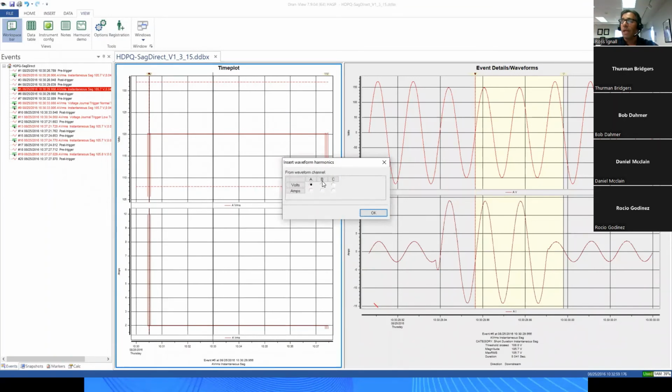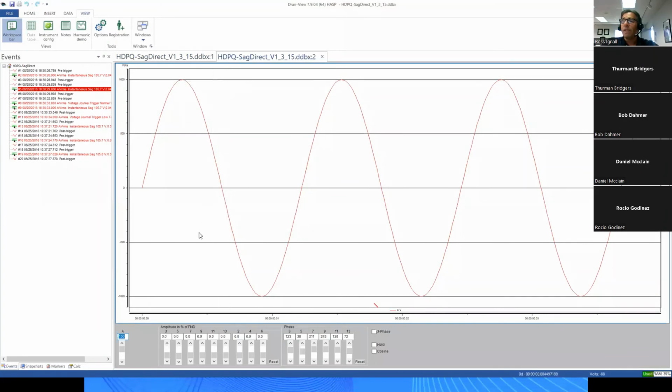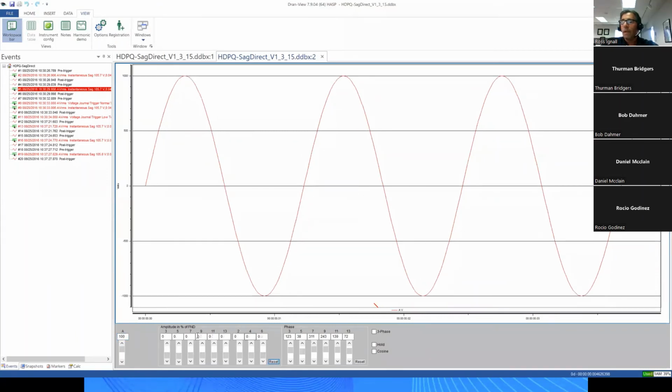And it gives you the choice to look at any phase. I'm going to look at phase A voltage. What this gives you is the ability to basically put in or take out any particular harmonic that you want. So I'm going to reset this, and I'm going to switch to 3-phase.